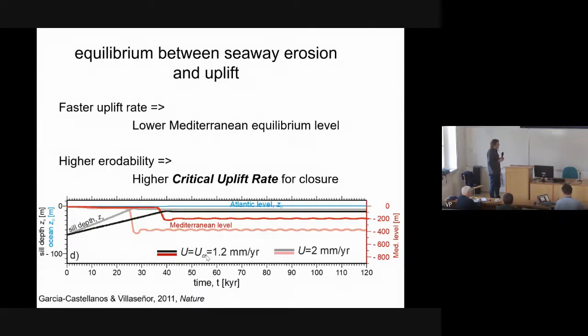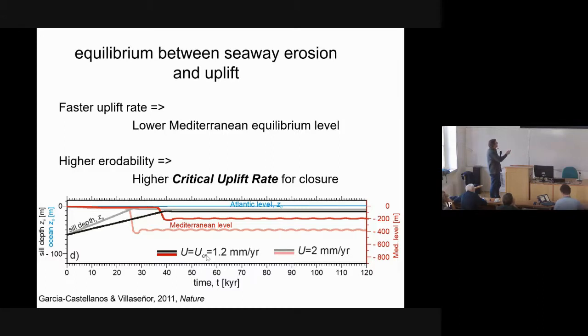And putting that together in a model, I'm showing here time in the horizontal axis and elevation in the vertical axis. If you force a constant rate uplift, this will eventually lift the sill until it gets close to the Atlantic level, and then the sea level in the red line will go down because it is not receiving enough water from the Atlantic because the sill is too shallow.